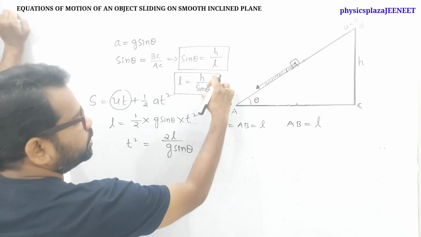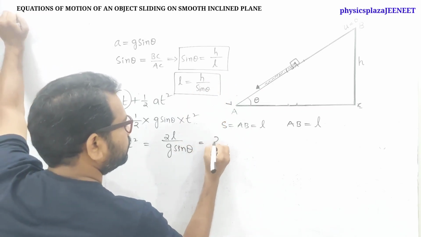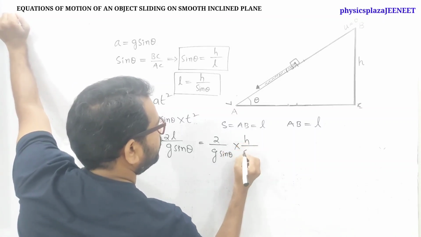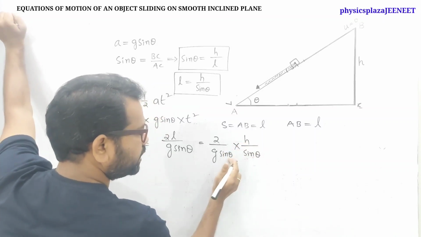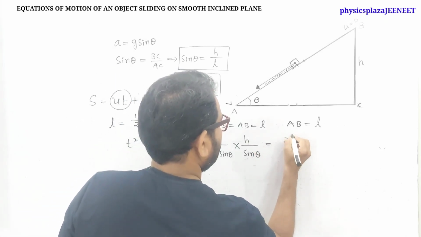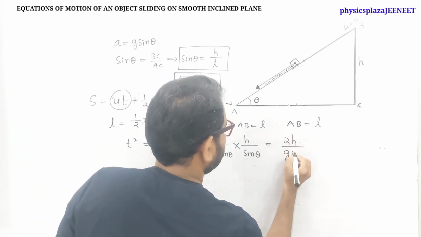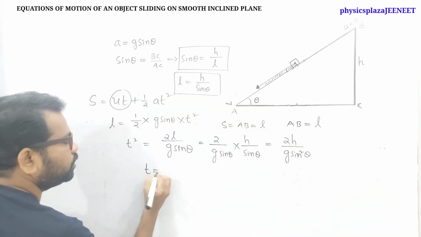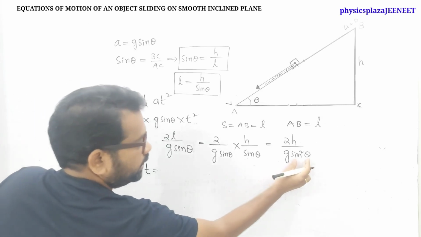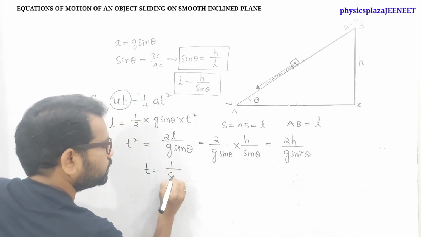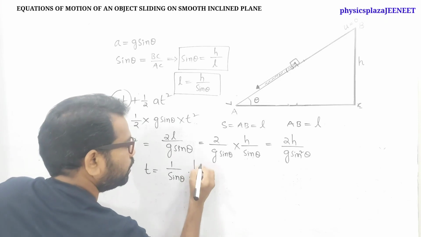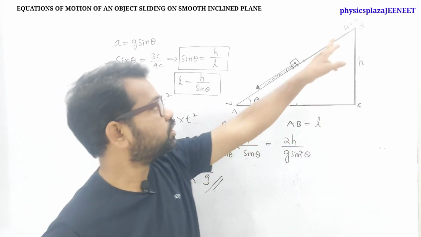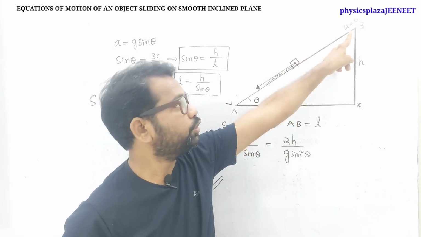Now here L is equal to H by sine theta, so you substitute this entire value. So this is going to be 2 into H by sine theta, divided by g sine theta. This will be t square is equal to 2H by g sine square theta. So t is equal to the square root; sine theta will come outside. So t is equal to 1 by sine theta into square root of 2H by g. This is the time taken to reach from point B to point A, where u is equal to 0.